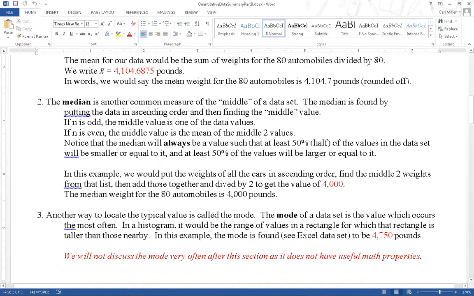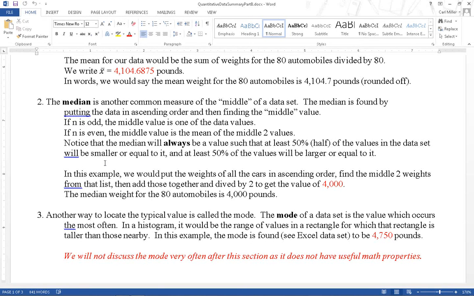So basically, the median is always going to have at least half of the values that are equal to that number and less than it, and at least half of the values have to be equal to that number and greater than it. Okay, so in this case, we would just say that the median weight for the 80 automobiles in this particular sample can be calculated to be 4,000 pounds.